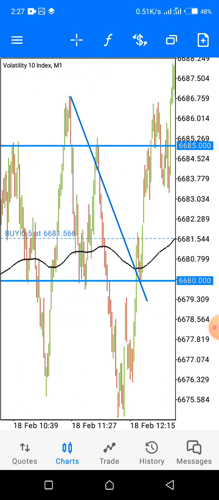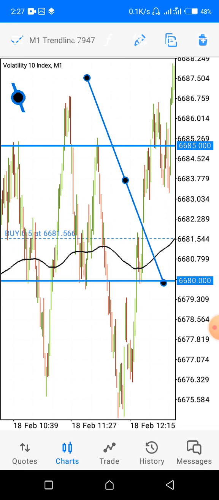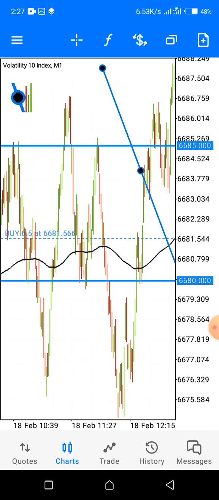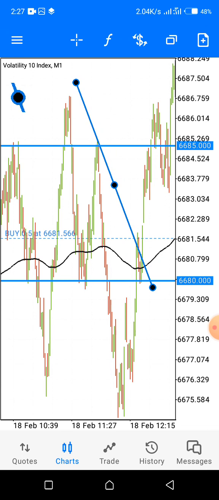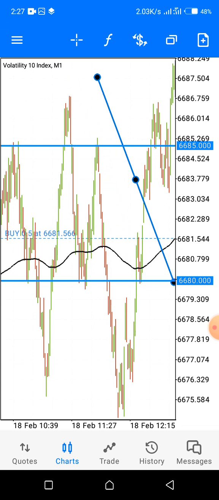So this is my trend line. As you can see, I'm moving my trend line. So immediately I saw the market giving me these lower lows and lower highs coming down.